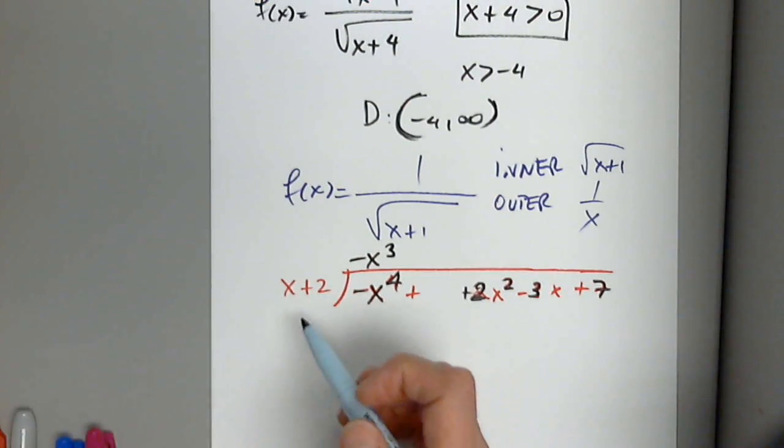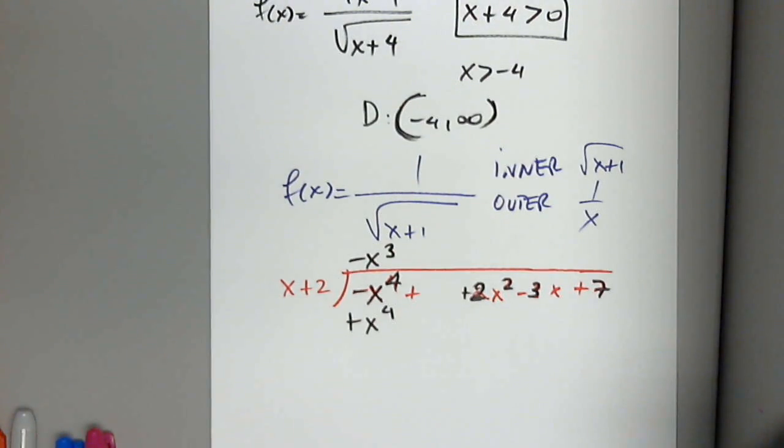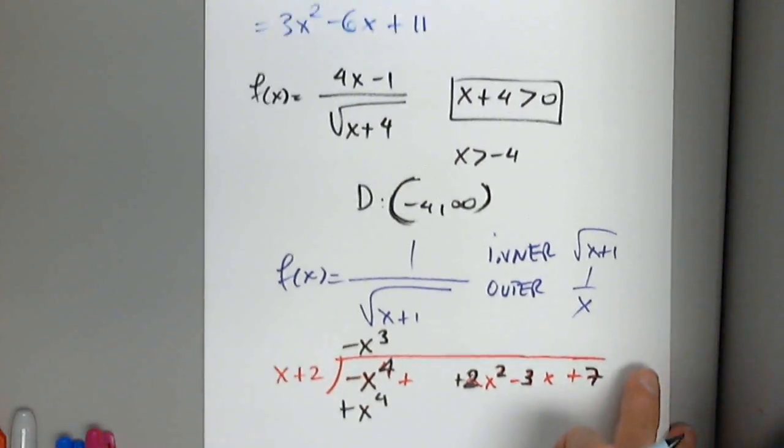So negative x cubed times x is negative x to the fourth, but I have to change the sign. Always have to change the sign now. Sometimes I do it and I don't have to.